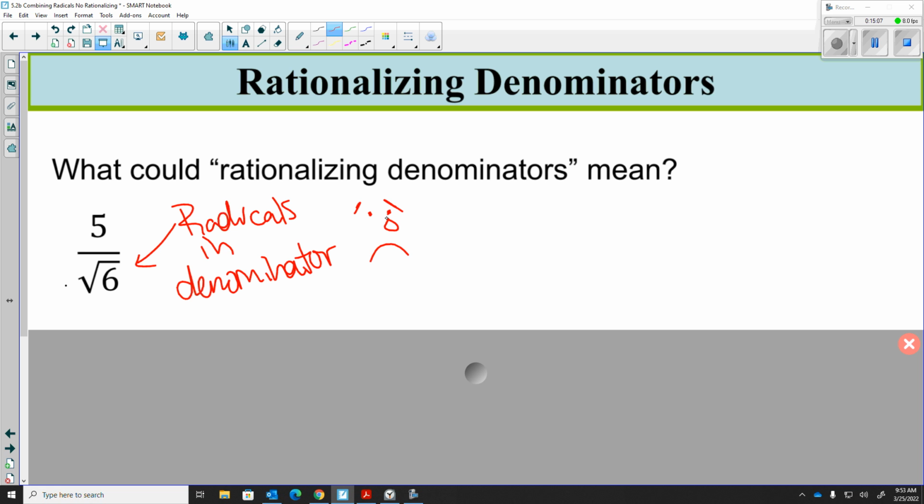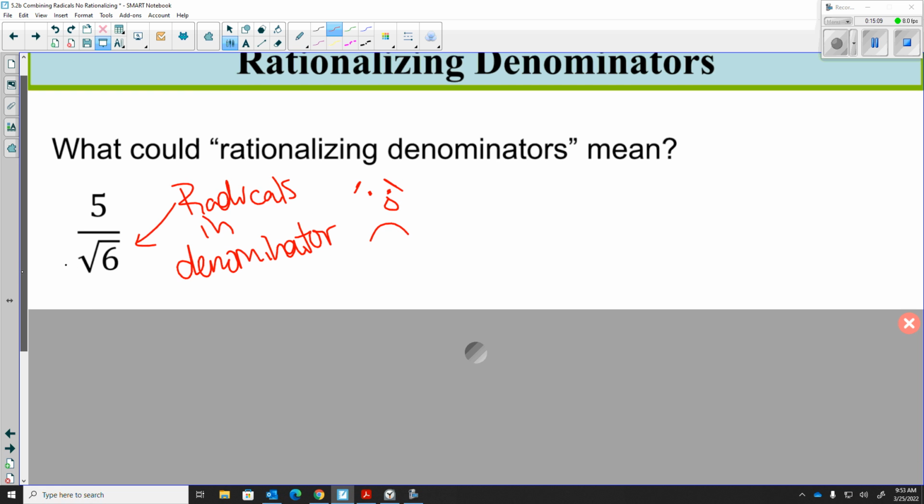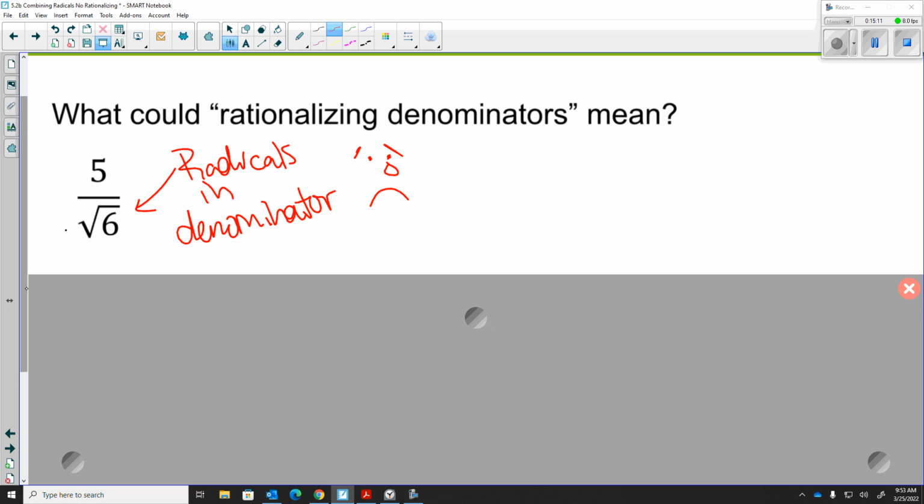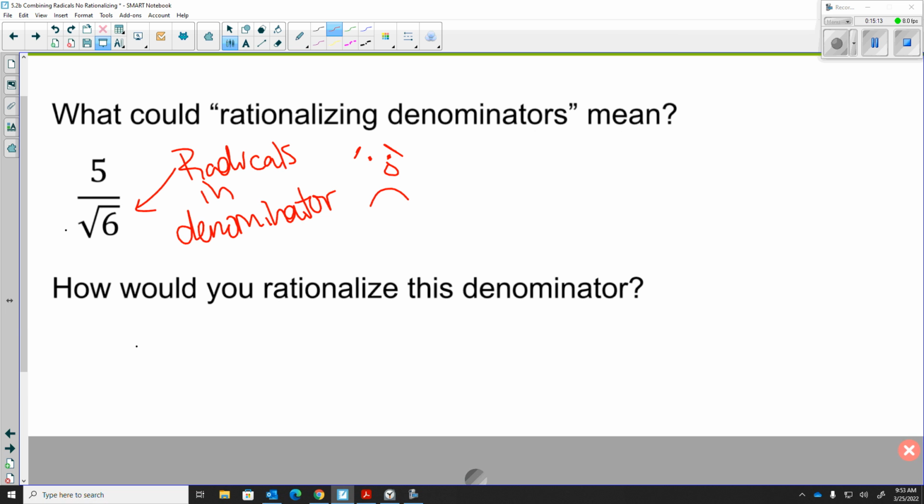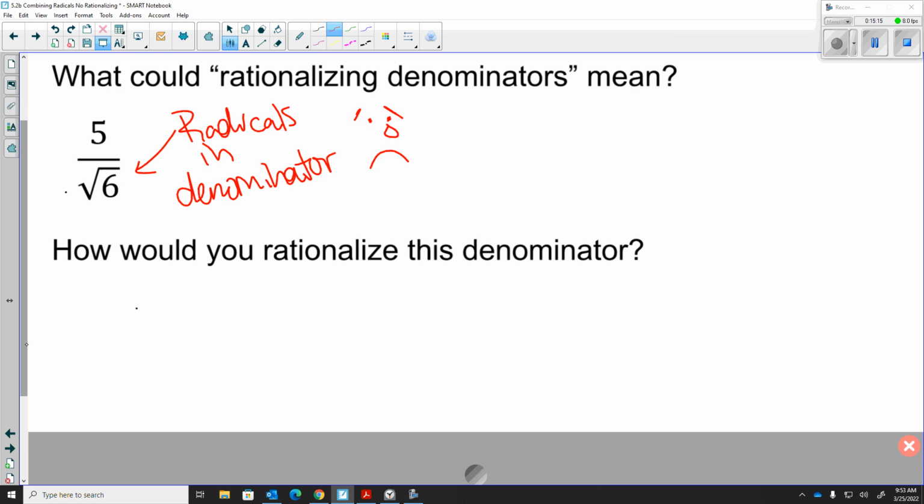So you can't have it, all right? If you see a radical in the denominator, it's bad news. Here's how you get rid of it. Here's how you fix it. It's a pretty easy fix. If I have 5 over the square root of 6, and I want to get rid of that, all I need to do is multiply this thing by the square root of 6. And whatever I do to the bottom of a fraction, I also have to do to the top.